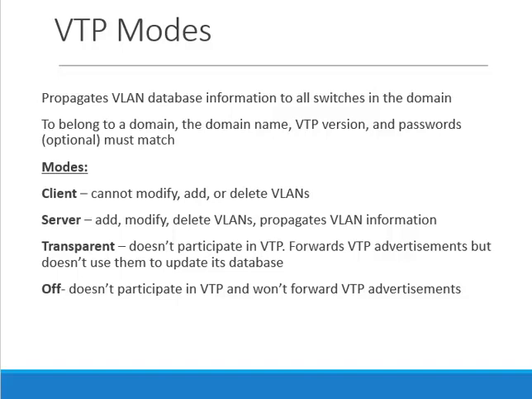And then last, we can be in off mode, which means it doesn't participate in VTP at all. It won't forward the VTP advertisements. You would go into off mode, for example, if you had a link connected to a server, a trunk link, which is pretty common. You trunk to your servers, right? But there's no need for that server to get those VTP advertisements because it's a server at the other end. So you go in off mode for that interface, and there's no need for it to participate in VTP or forward those advertisements.